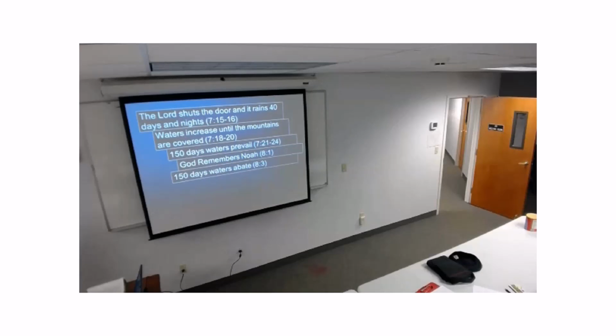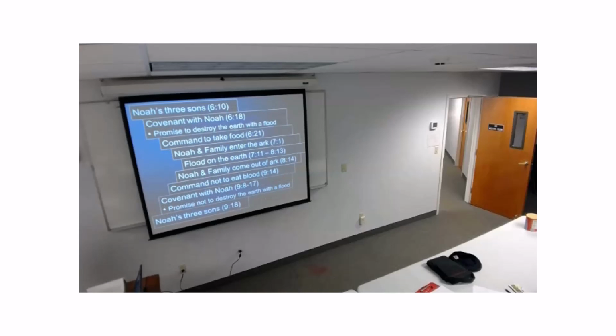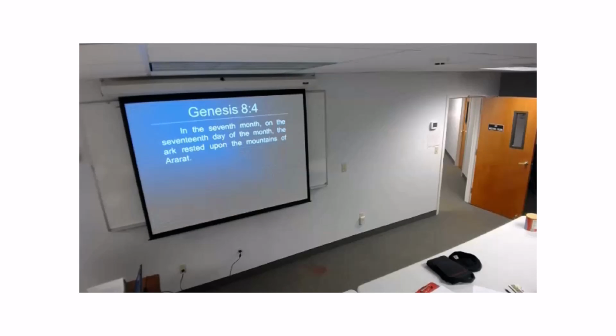And so just as the 150 days of water prevailing, 150 days the waters abate, and the waters start to drain down, until the mountains become visible. And again, you can see the chiastic pattern here. And then after 40 days, Noah opens the window, and then the rest of the sequence. He sends a crow, and he sends a dove, and later it returns with an olive branch, and then they come out into the land.